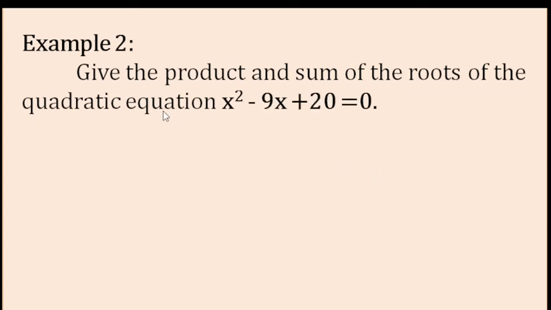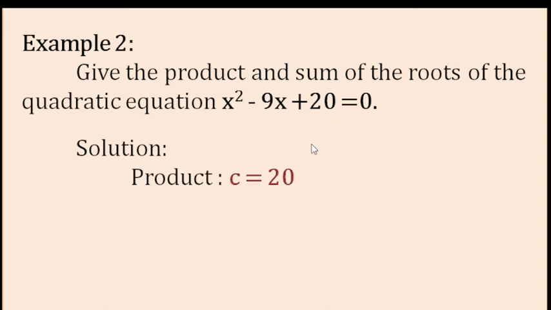Example number 2. Give the product and sum of the roots of the quadratic equation x squared minus 9x plus 20 equals 0. Again, the product is just the last term. So that's 20, c equals 20. And also the sum is just the opposite of the coefficient of our linear term. It's negative 9 here, so that's positive 9.